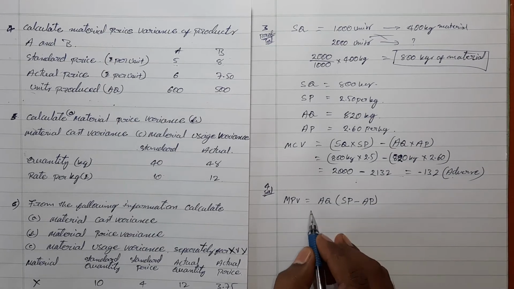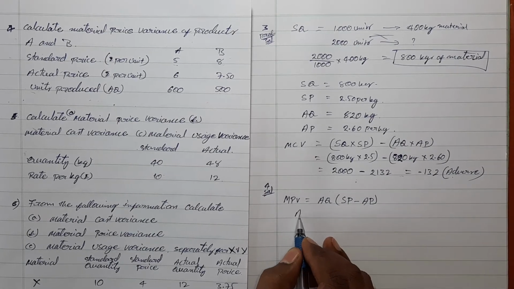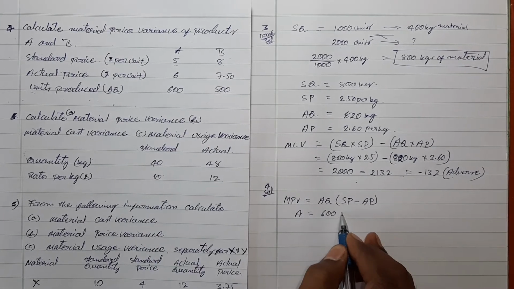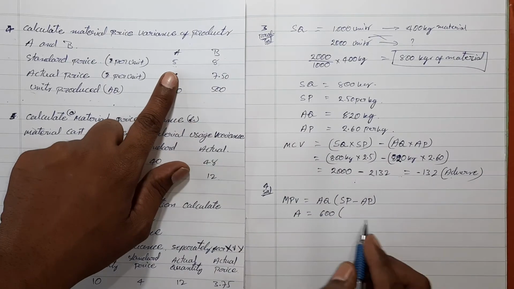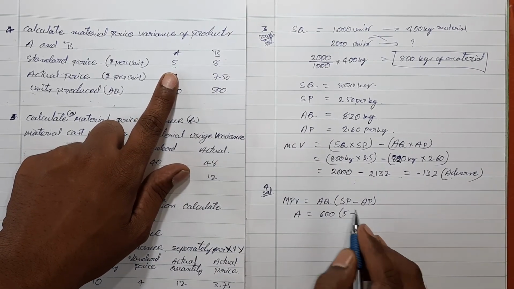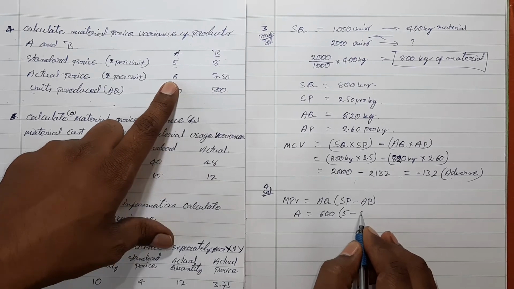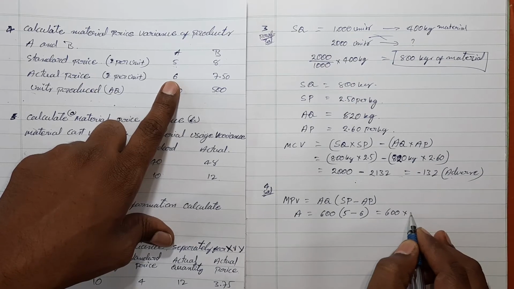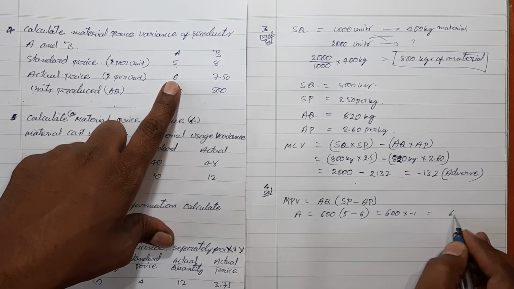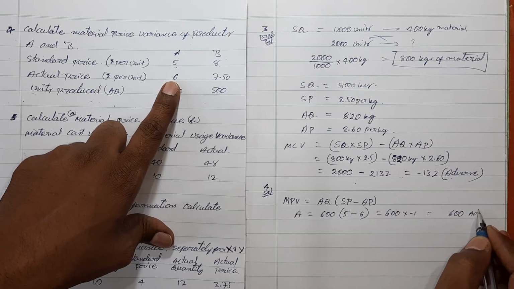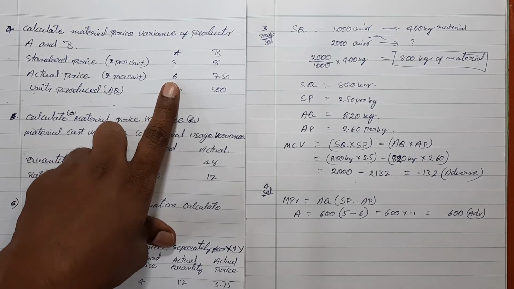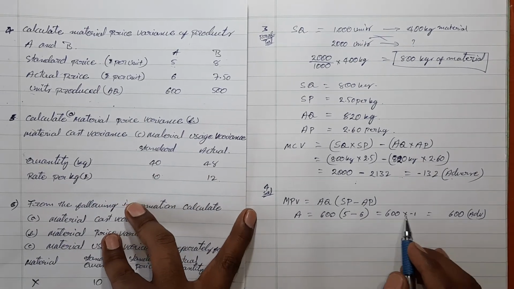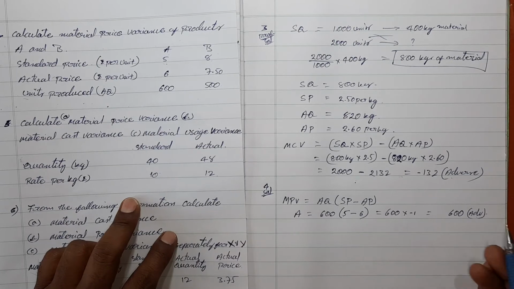So the material price variance of A is equal to actual quantity of A, 600 units, into standard price 5 per unit minus actual price 6 per unit, which is equal to 600 into minus 1, which is 600 adverse, because it is minus 600, which indicates adverse.